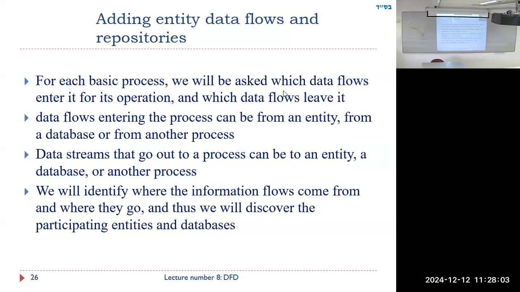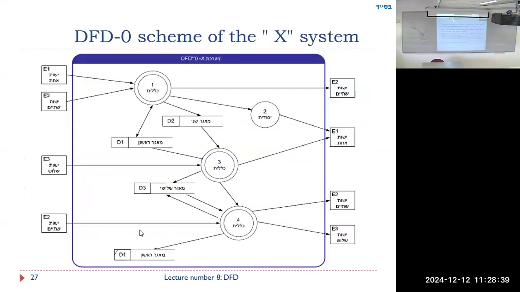For each basic process, we will be asked which data flows enter and which leave it. That's why it's called a data flow diagram. We're really interested in what's going in and what's going out. The data flow can come from an entity, from a database, or from another process. Data streams can go out to a process, an entity, or a database. We will identify where information flows from and where it goes, and thus we will discover who the entities and who the databases are.